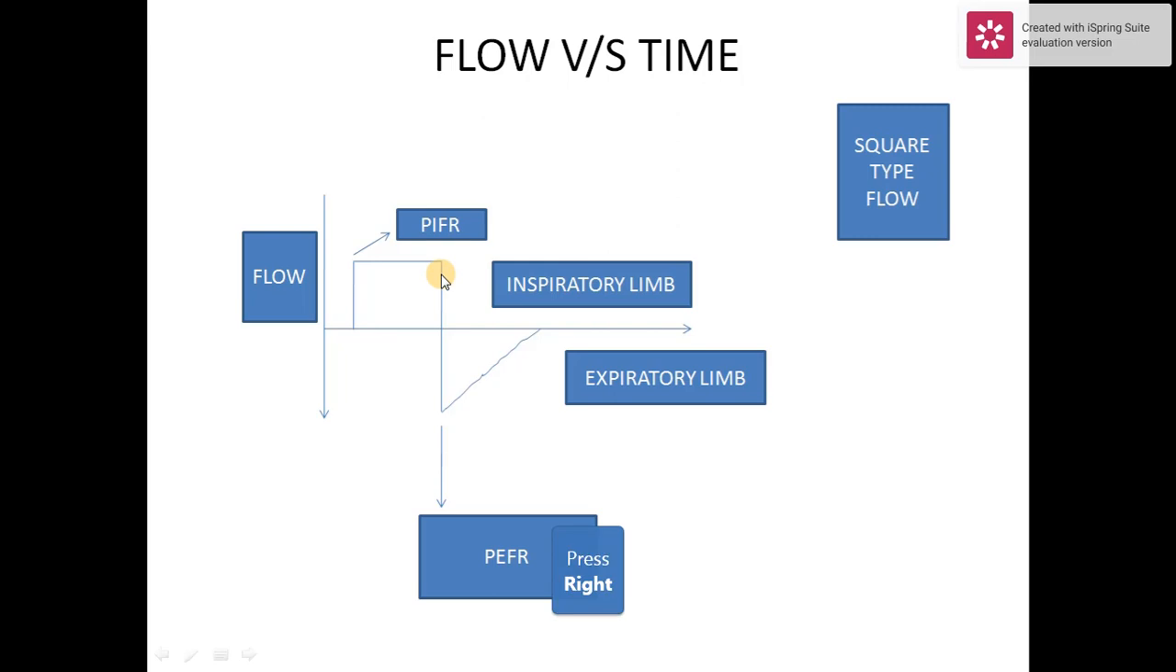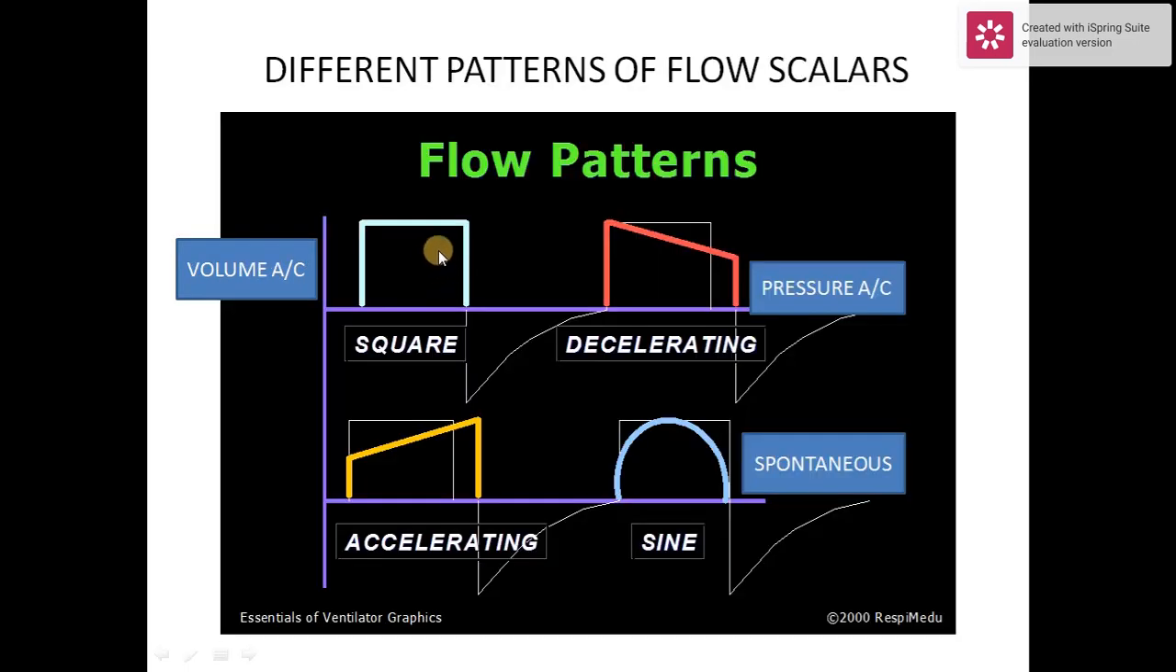These are the different patterns of the volume scalar. Square type, which I already told you, is seen in volume control mode. Next is a decelerating type. Here you can see the flow is not constant. In volume control the flow is constant, but here the flow is not constant, it's reducing. It's mainly seen in pressure control.